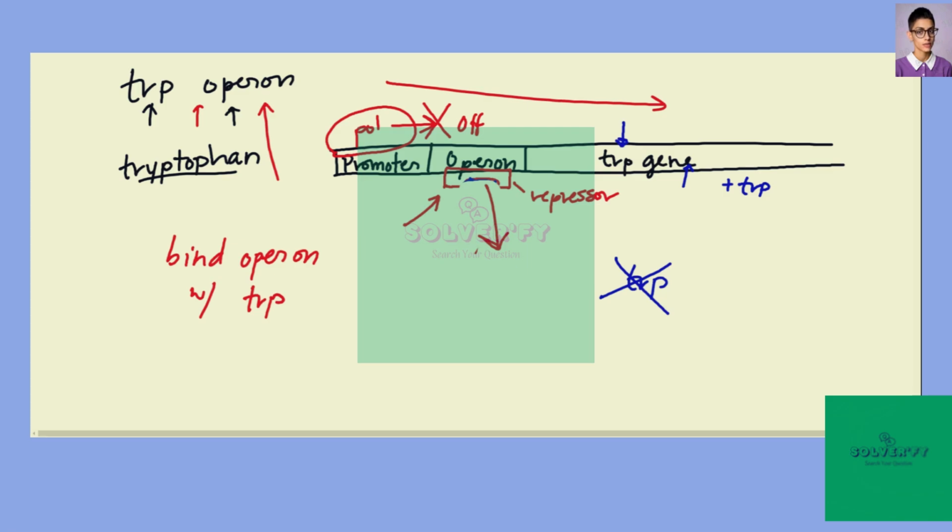So here the best answer choice for this question is going to be A, that this operon works by the repressor binding to that operator and blocking RNA synthesis when tryptophan is present.